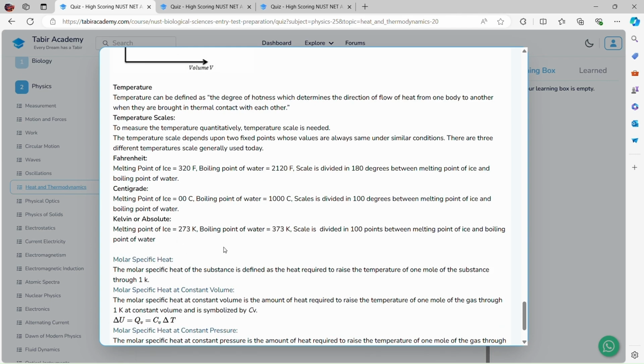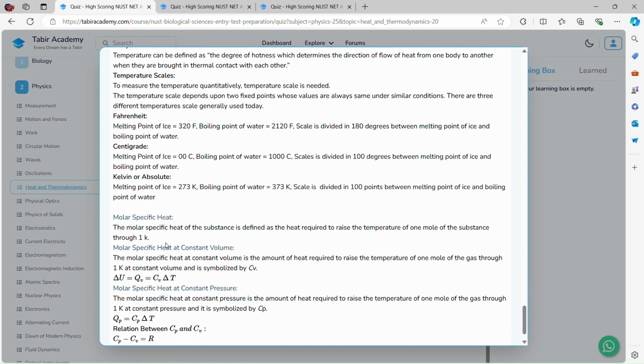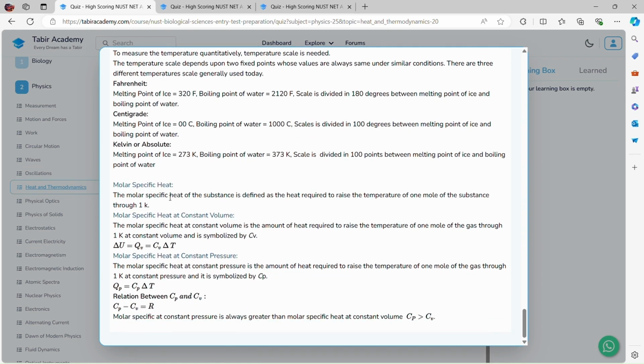Melting point of ice in Kelvin is equal to 273. Boiling point of water is equal to 373. The scale is divided into 100 points between the melting point of ice and the boiling point of water.